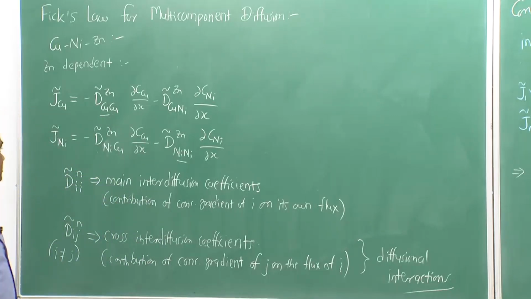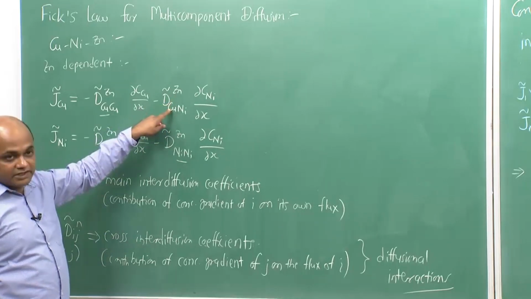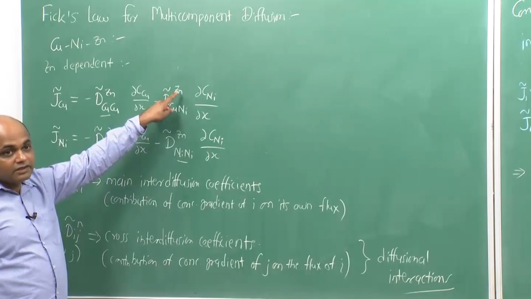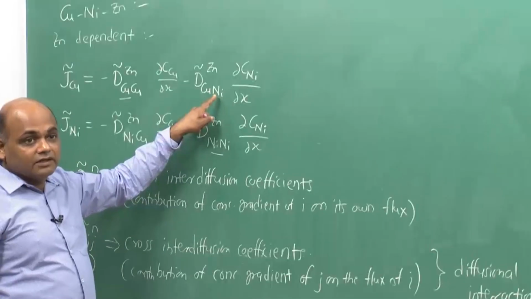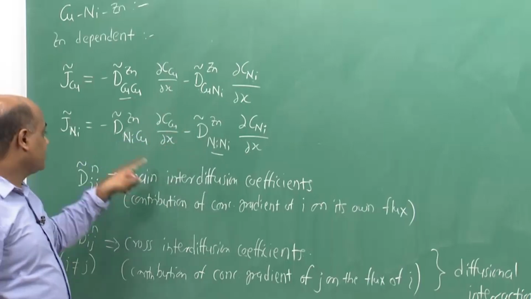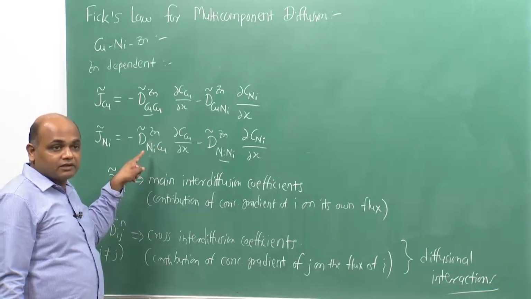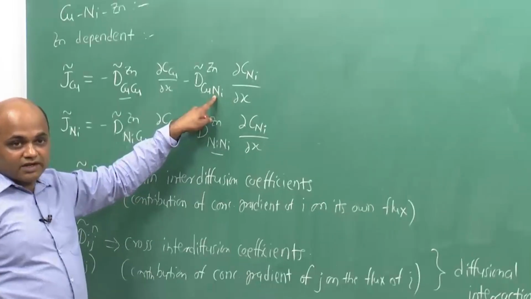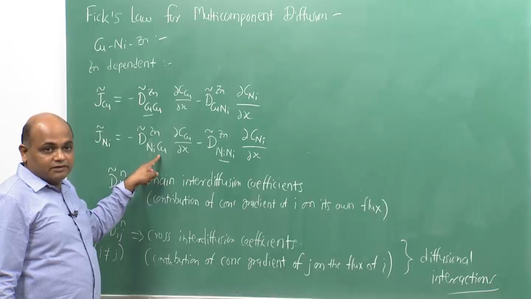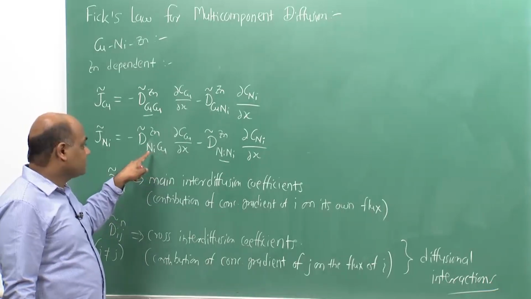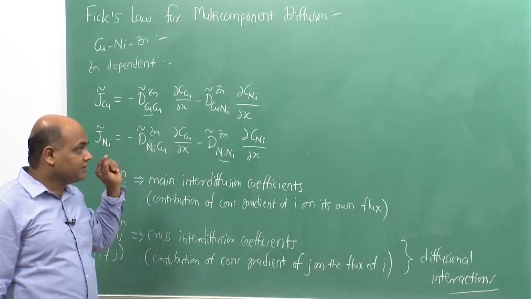Or the cross effects. So, these cross coefficients quantify the cross effects, meaning if we consider the D copper nickel zinc term, when we use zinc as dependent, it means how the gradient of nickel is affecting the flux of copper. Similarly, D nickel copper indicates how the gradient of copper is affecting the flux of nickel. So, D copper nickel quantifies the interaction of nickel with copper, and D nickel copper quantifies the interaction of copper with nickel during the diffusion. Clear?